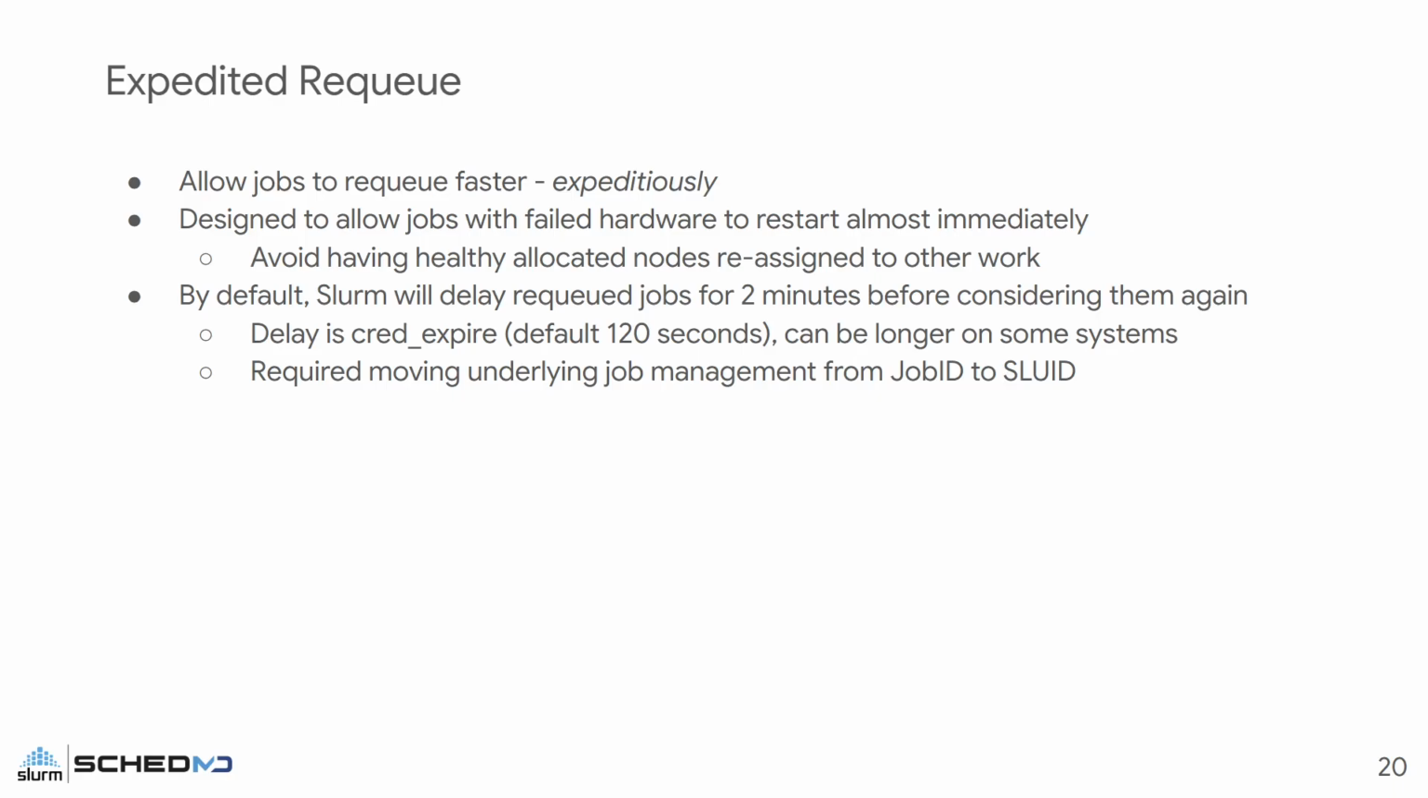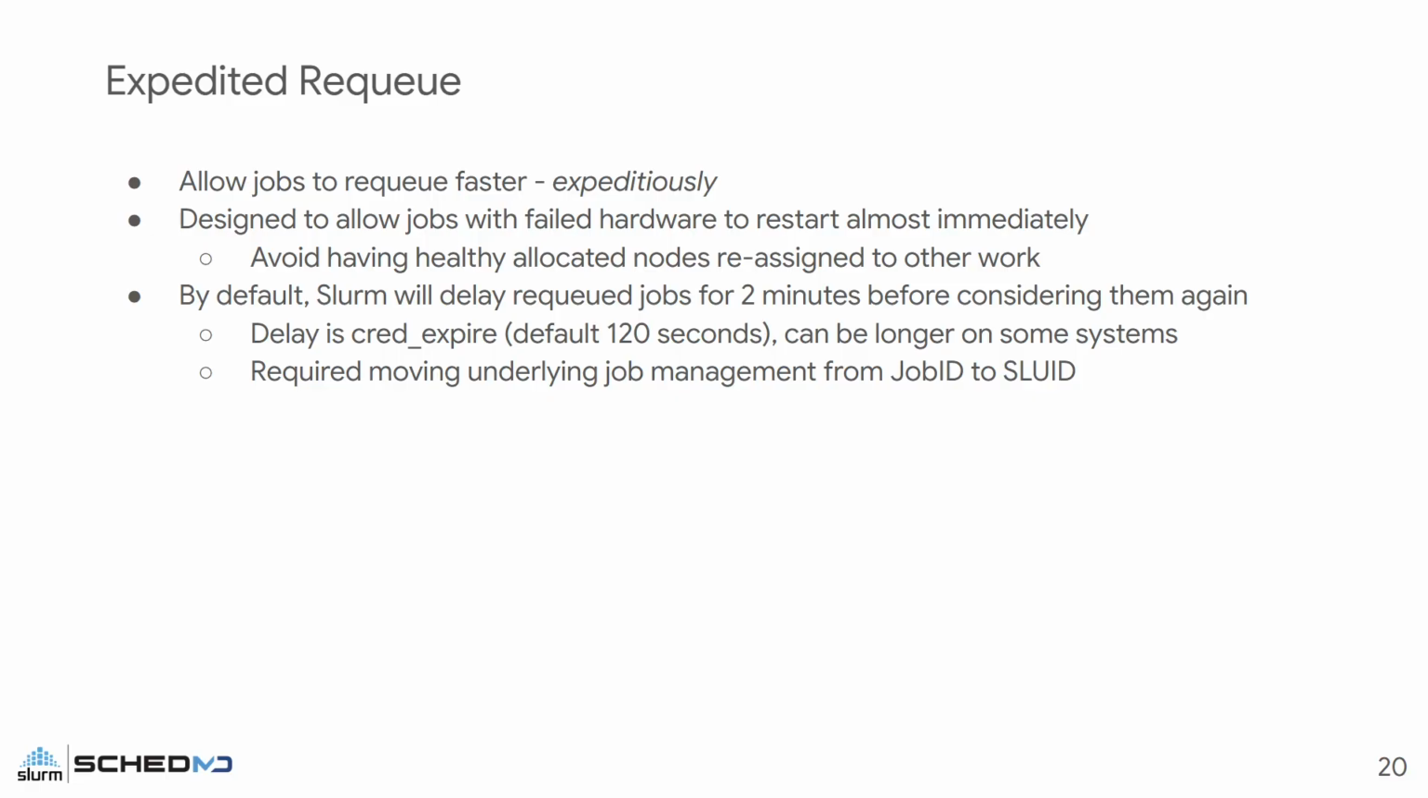With that, we're going to move on to the Slurm 25.11 release that just came out in November. The biggest, most disruptive part of this was this idea of expedited requeue. We'll talk a little bit about what the real changes were, but the core concept here is to be able to get jobs to requeue faster, expeditiously in particular.